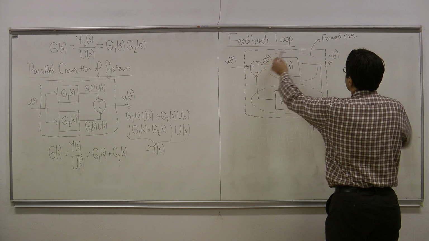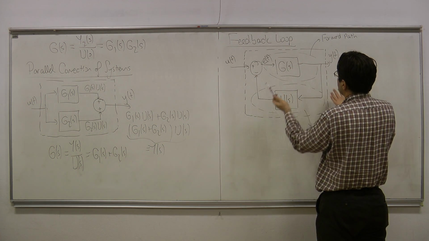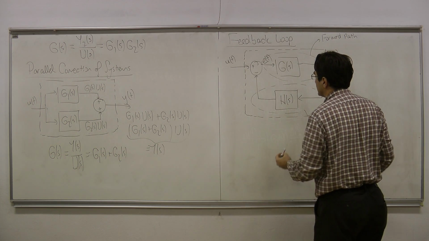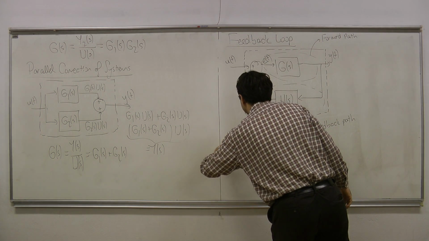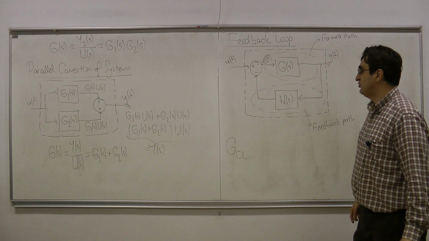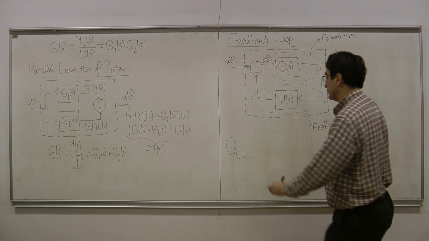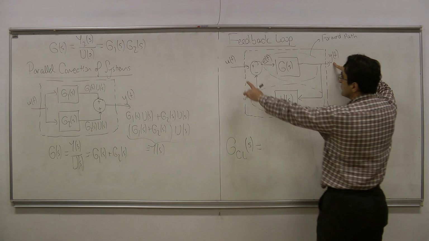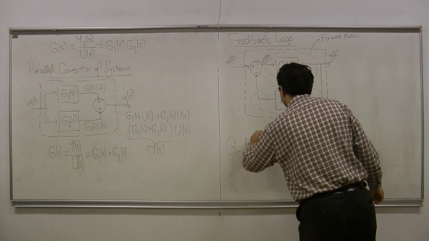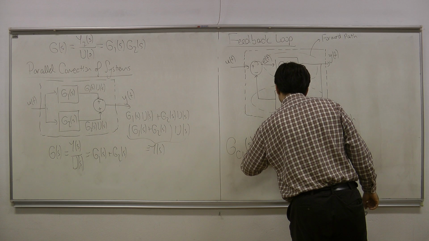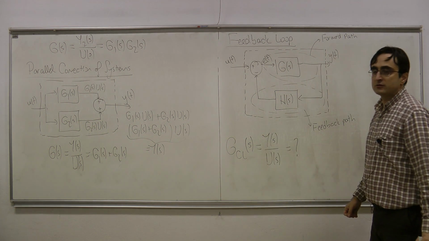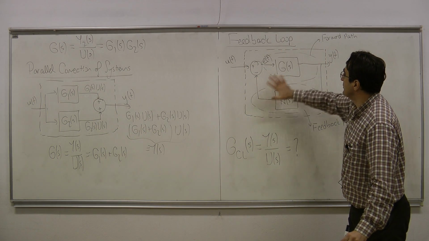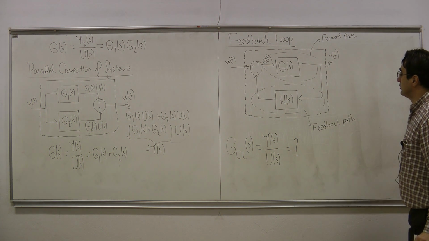So here, this is a loop, so we are going to call the transfer function that we get for this overall system the closed loop transfer function. I am going to be calling it G_CL, denoting closed loop here. G_CL(s) is going to be the ratio of the output of the block to the input of the block, their Laplace transforms, so Y(s) over U(s). What is the closed loop transfer function which represents all of this material here from u to y(t)?